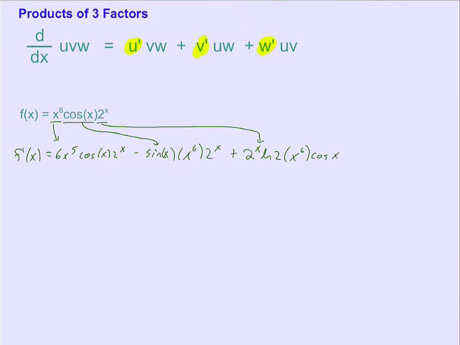If you want to go through that and try and factor things out, it looks to me like the only factor there would be 2x to the fifth, but it's not even worth your time. Just leave it like that. That's your answer.